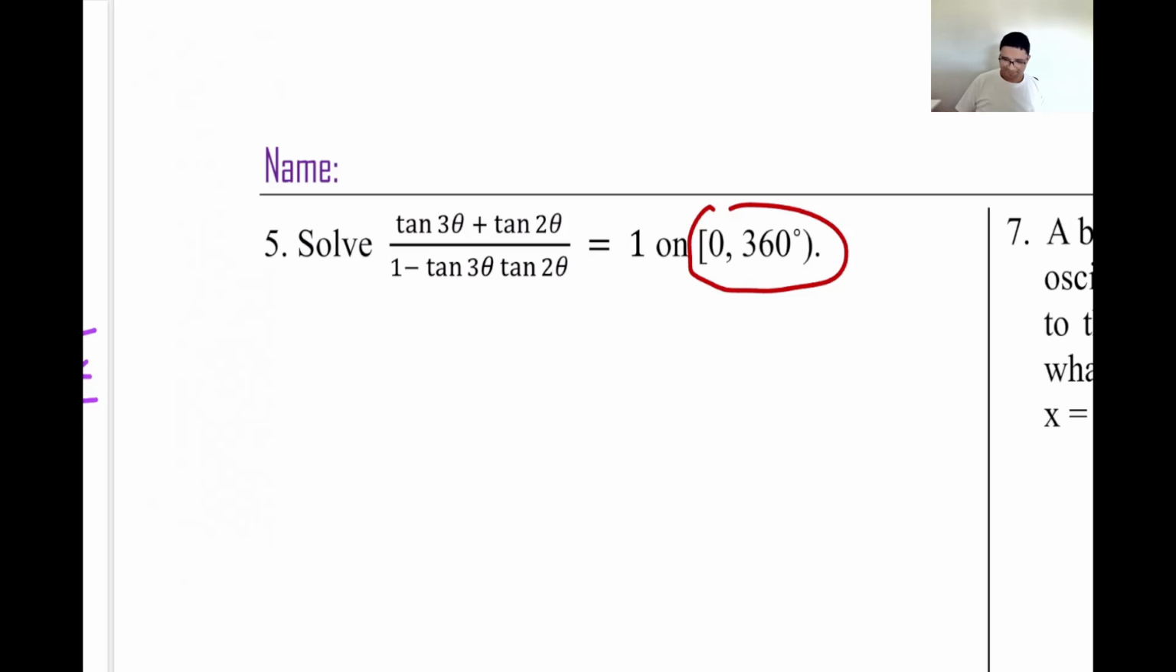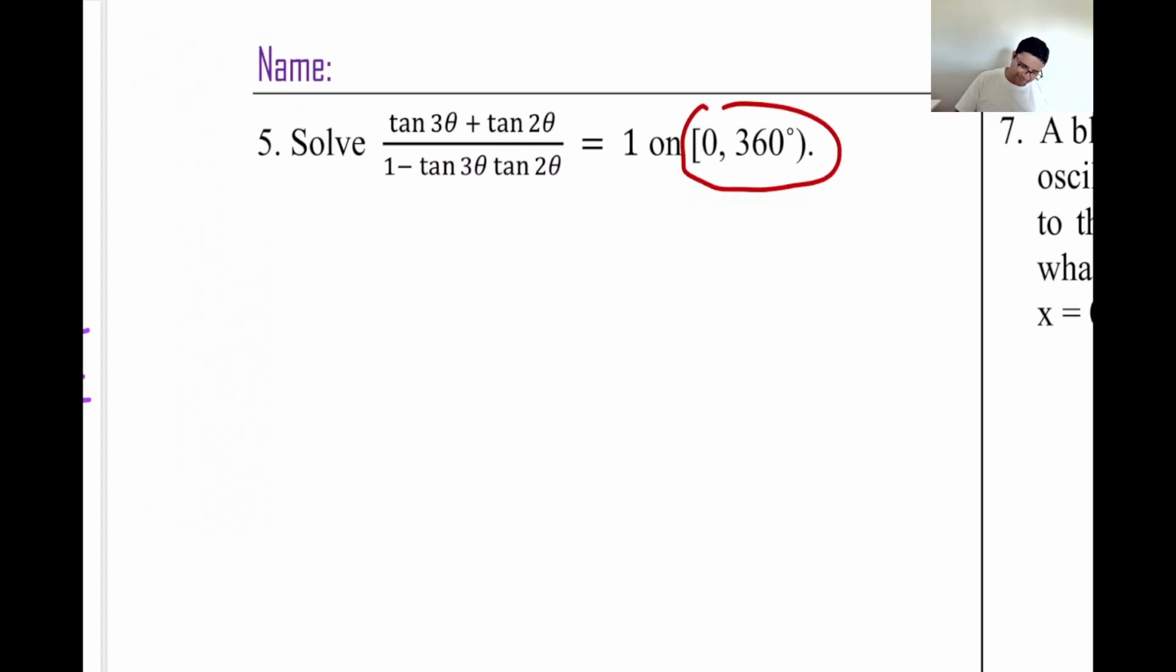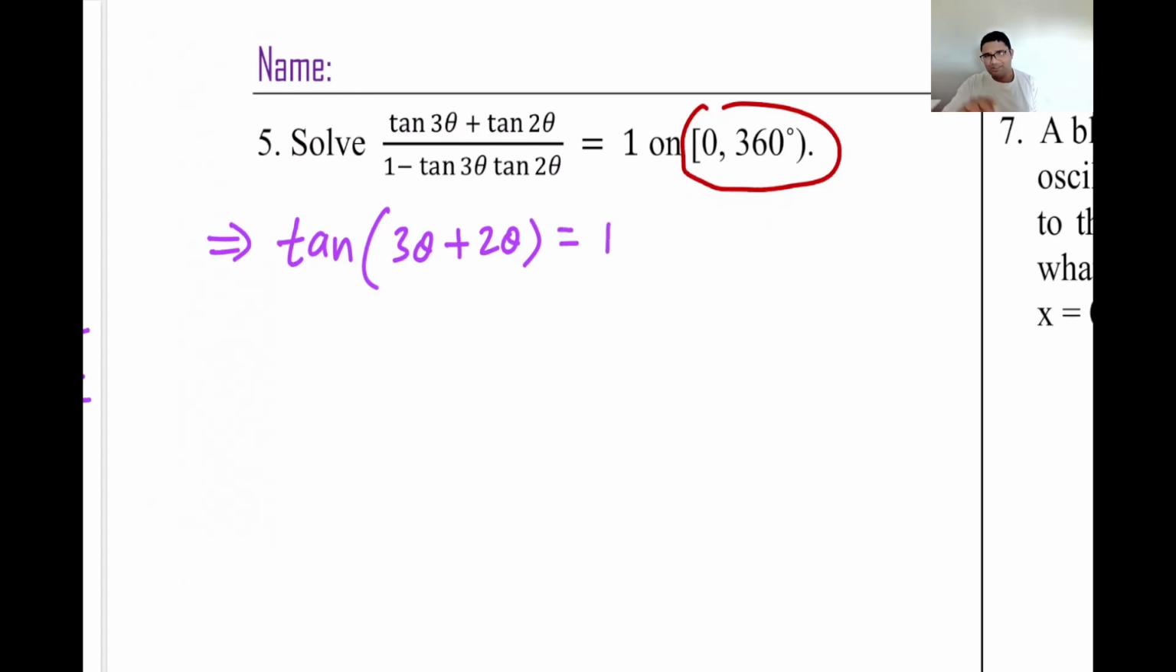Okay, now you remember the identity. It is tan of 3 theta plus 2 theta. That expression is the formula of tan A plus B. Tan A plus B equals tan A plus tan B divided by 1 minus tan A tan B. That is so simple now. Tan 5 theta equals 1.